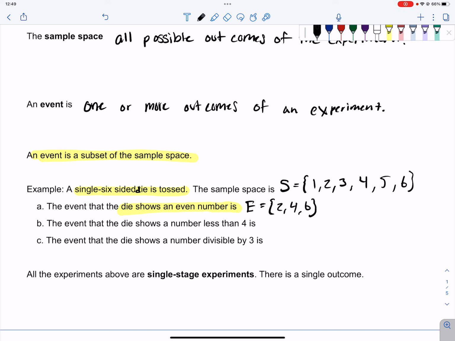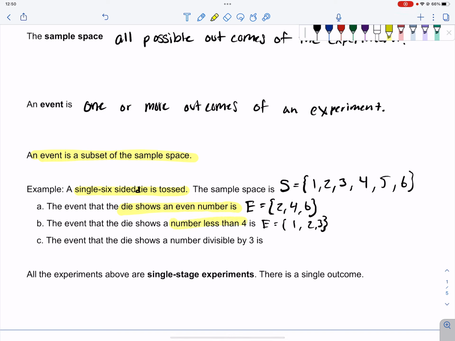The next one, I want the event that shows a number less than 4. So this event, I'm going to grab the things from my sample space that are less than 4. And that's going to be 1, 2, and 3. So those are in that event.